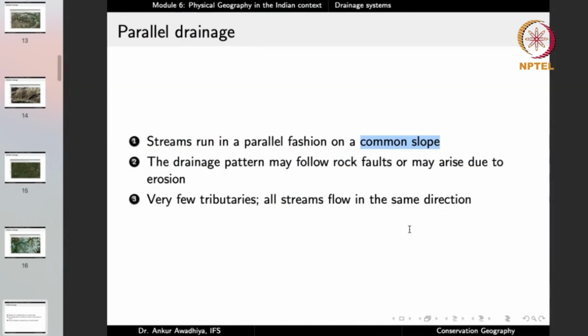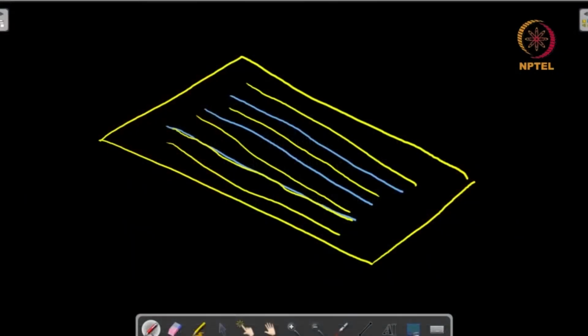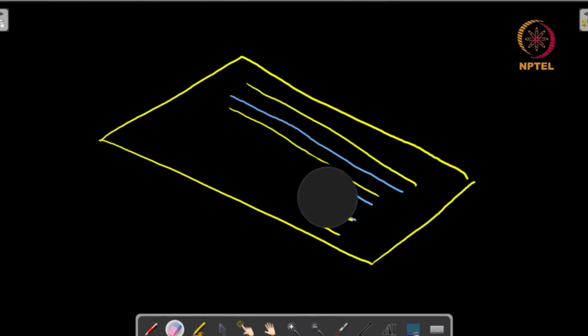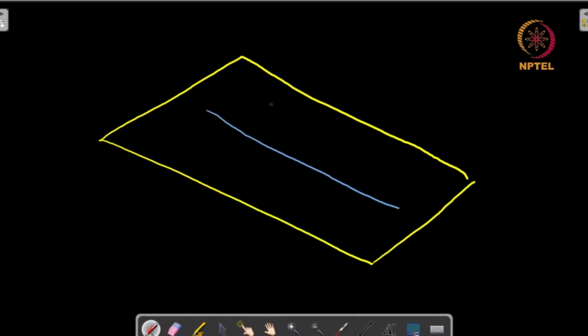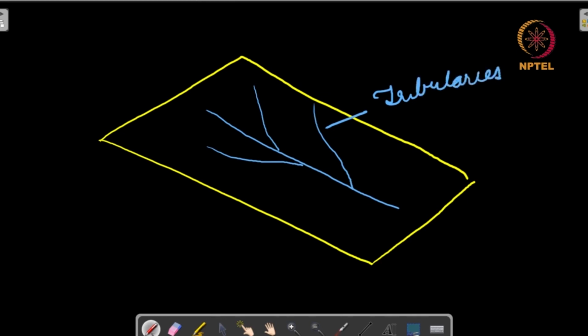There are very few tributaries, and all the streams flow in the same direction. Now why very few tributaries? Because when we talk about tributaries, there should be streams that are meeting with each other. Meaning that you have a stream that goes like this, and then another stream that joins it like this, another stream that joins it like this, another stream that joins it like this. So these are all different tributaries. So tributaries are the streams that join the main stream.